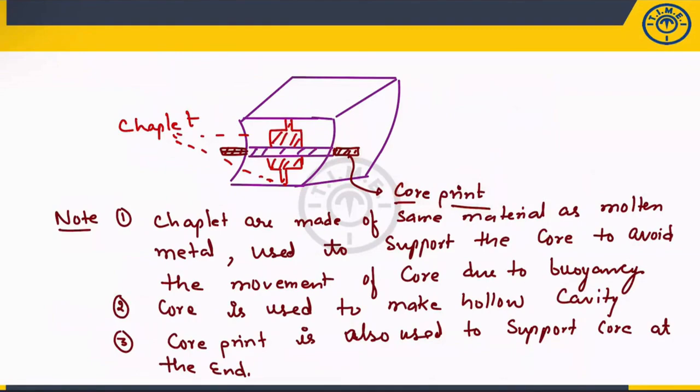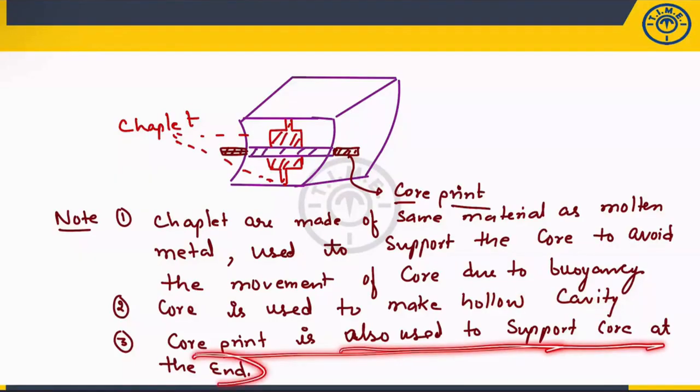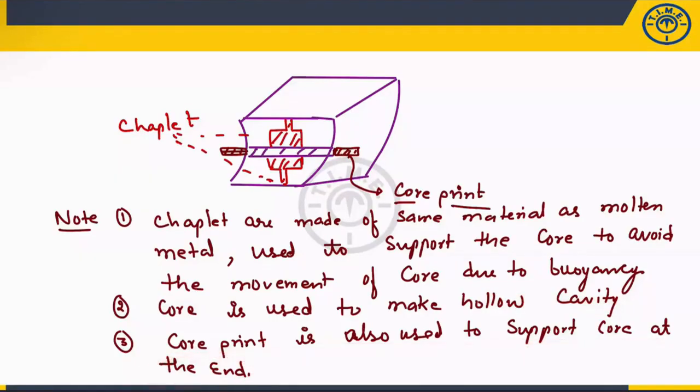So suppose this particular core is not completely supported like this, so if you are using the core like this, then for supporting this, we will use a chaplet inside the casting. It will support. For a long section, you can use the core print. So core print and chaplet are basically used to support the core only. Core is used to make the hollow cavity, I have mentioned also. And core print is also used to support the core at the end point. Okay, so these are the special points.